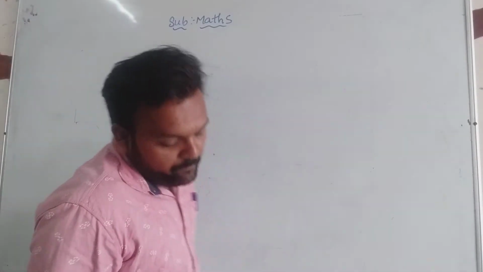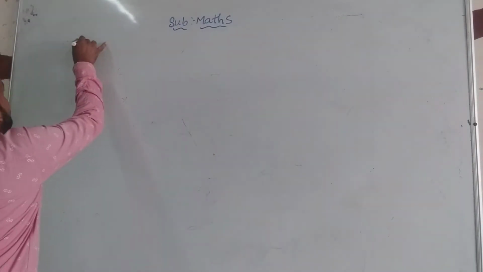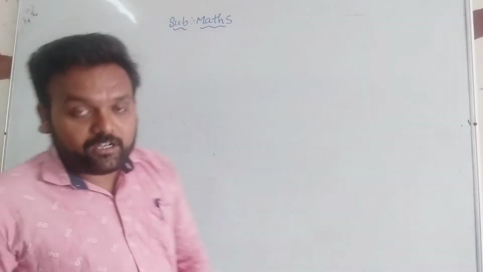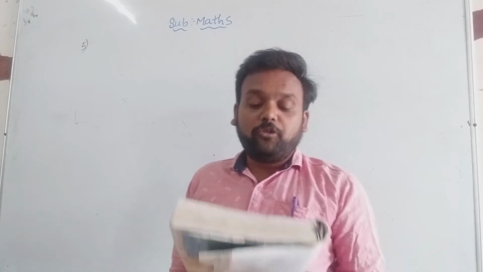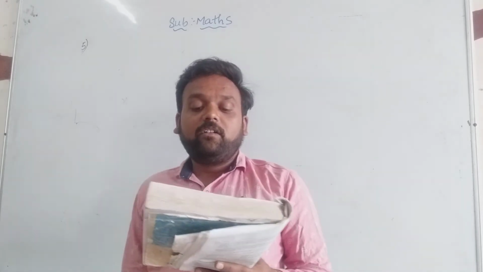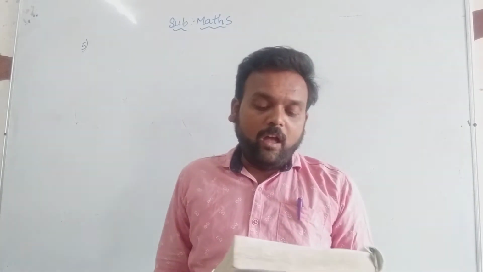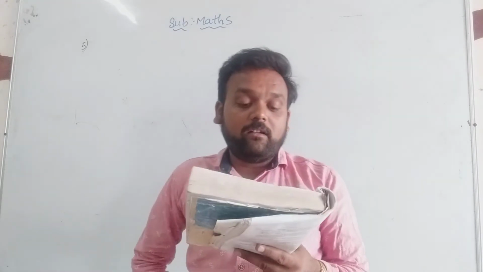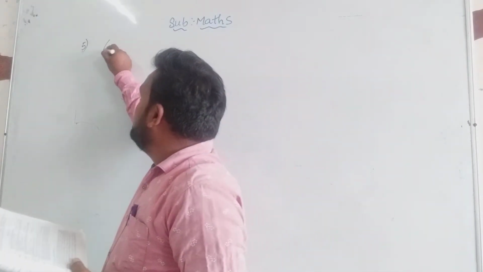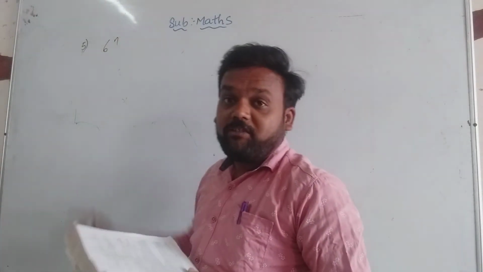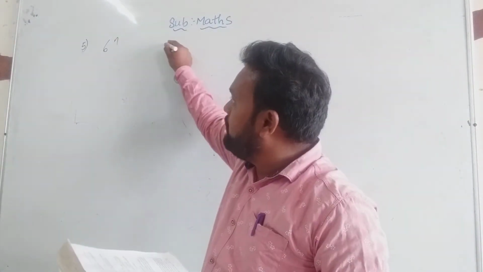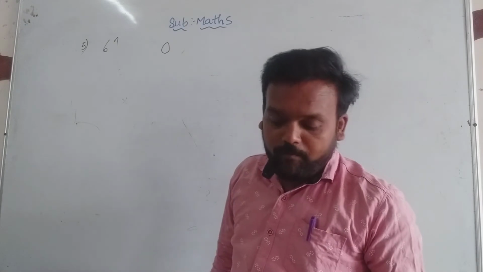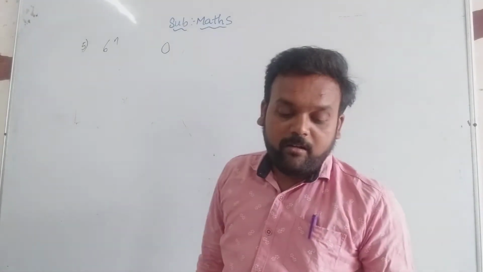Now, the fifth one, dear students, the fifth problem. I will read the fifth question. Listen to the question. Check whether 6 to the power of n can end with the digit 0 for any natural number n. So, check whether 6 to the power of n can end with the digit 0 for any natural number n.